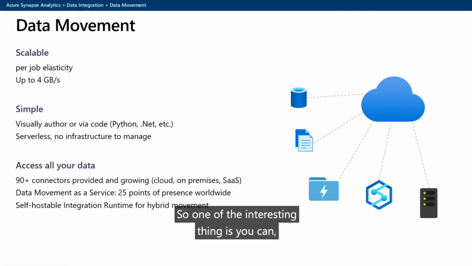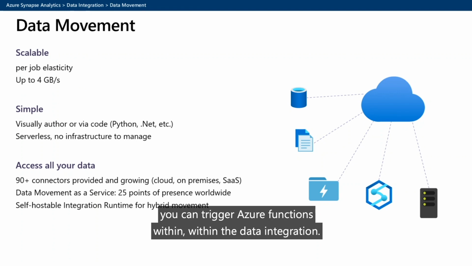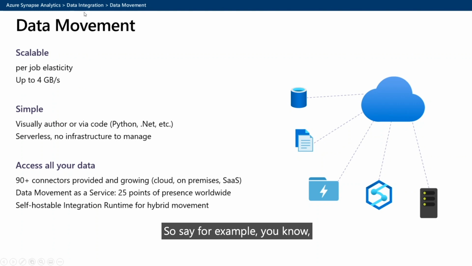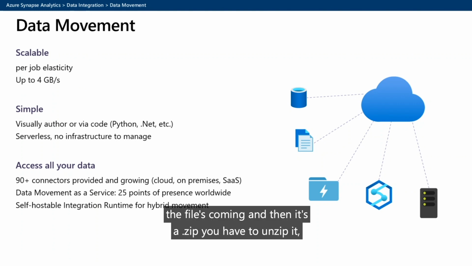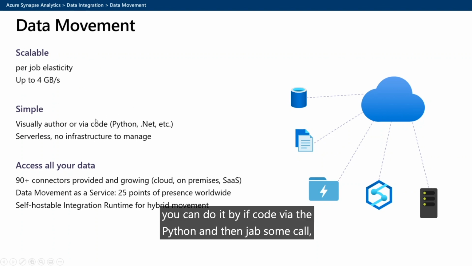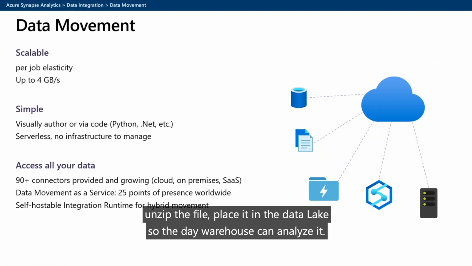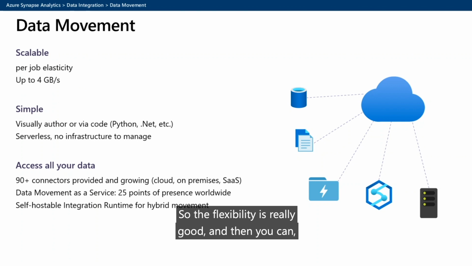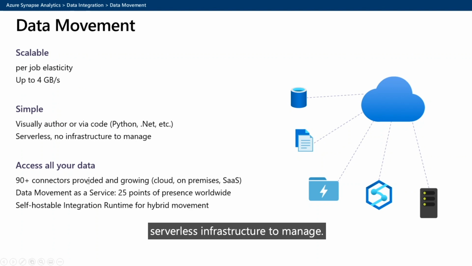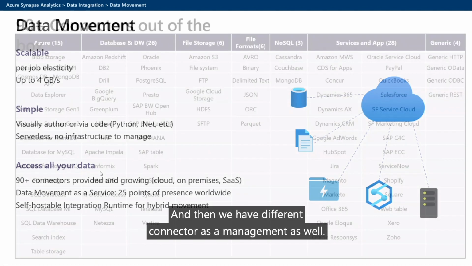One of the interesting things is you can even trigger Azure Functions within the data integration. Say, for example, you know a file is coming, and it's a .zip. You have to unzip it, right? If it's password protected, you can do it with code via Python: drop in some code, unzip the file, and place it in the data lake so the data warehouse can analyze it. The flexibility is really good, and you can do a lot of things with it. And as I mentioned, it's serverless with low infrastructure to manage, and we have different connectors, as I mentioned as well.